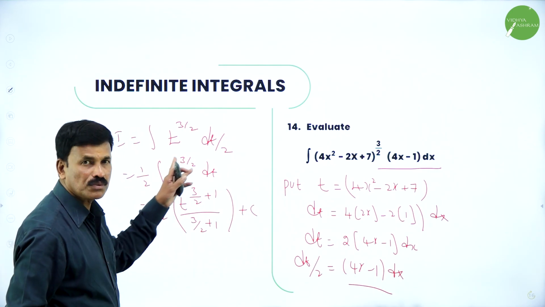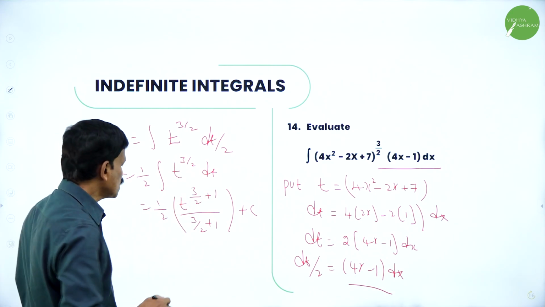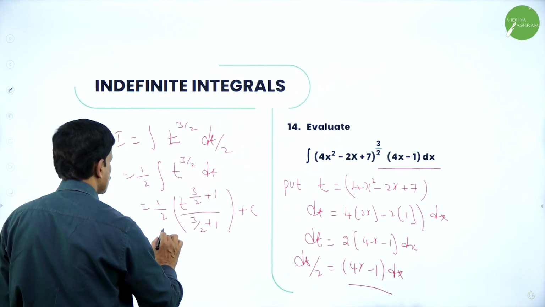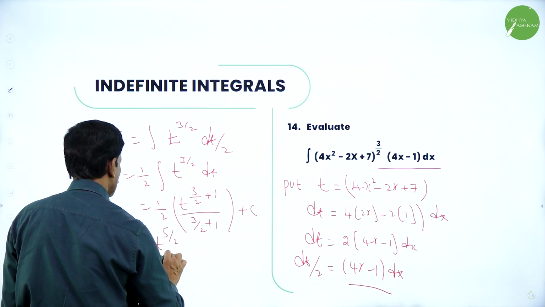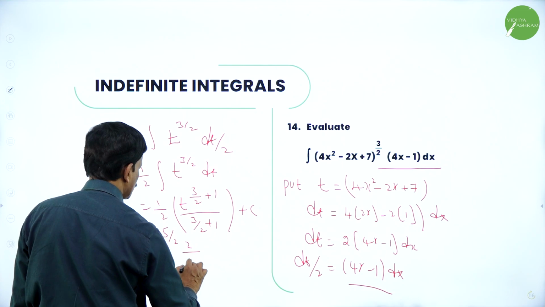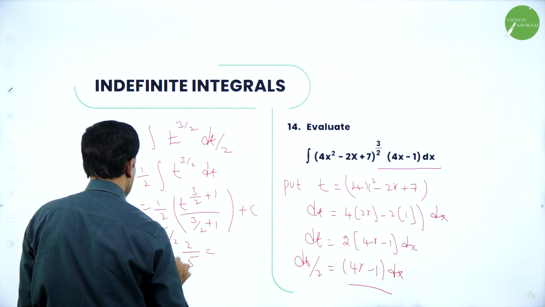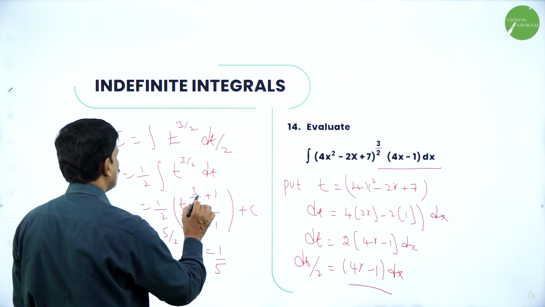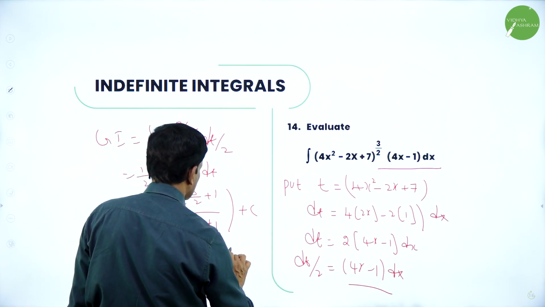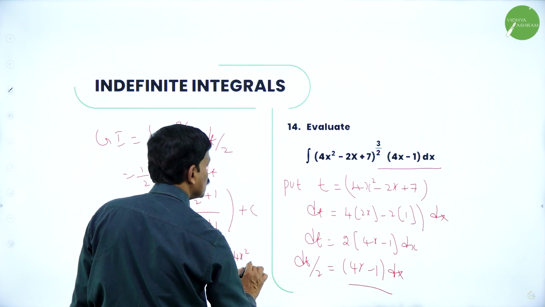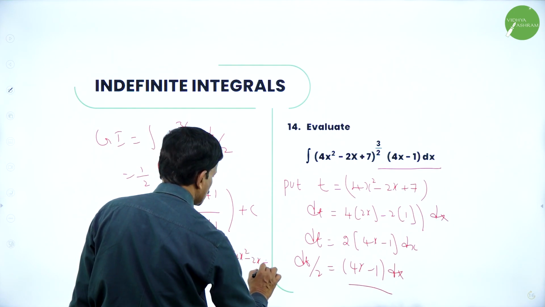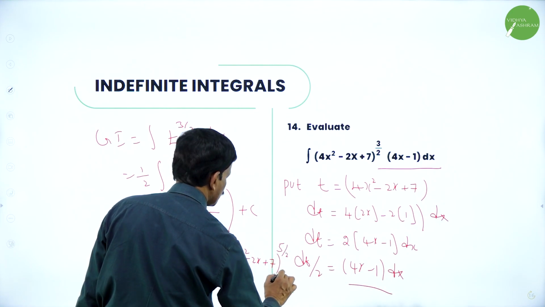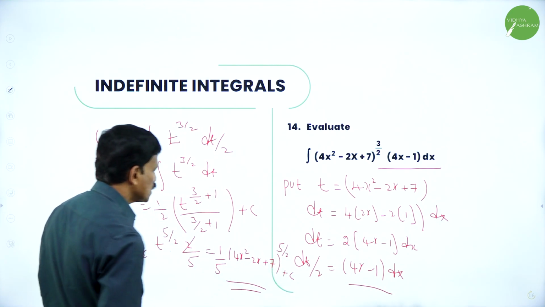Integration of t to the power of 3 by 2 is, 3 by 2 plus 1, that's equal to t to the power of 5 by 2 divided by 5 by 2. This goes to the numerator, 2 by 5. So 2 and 2 get cancelled, 1 over 5 into, substitute the value of t. What is t we have taken? 4x square minus 2x plus 7 whole to the power of 5 by 2 plus c is the integrated answer.